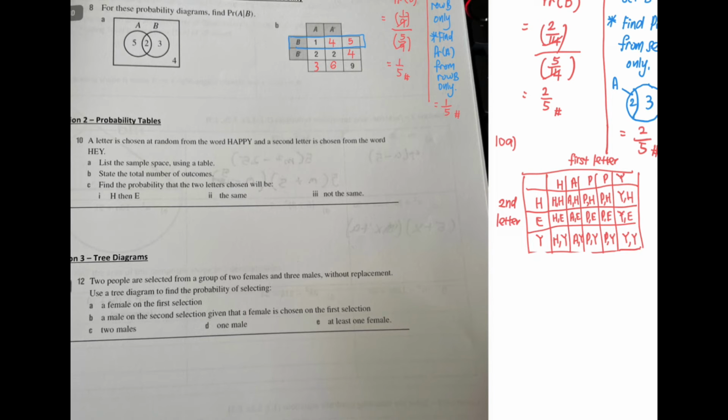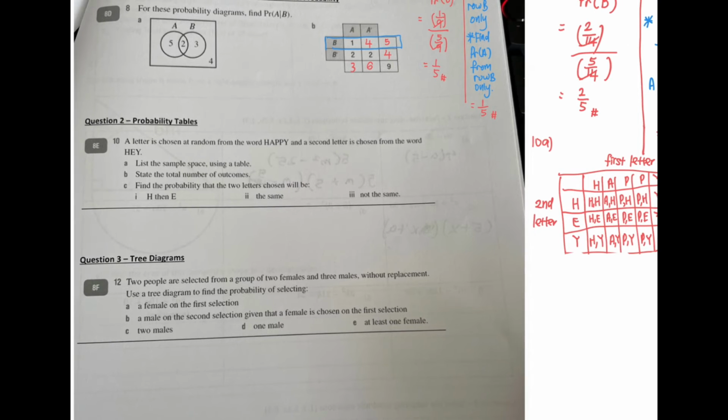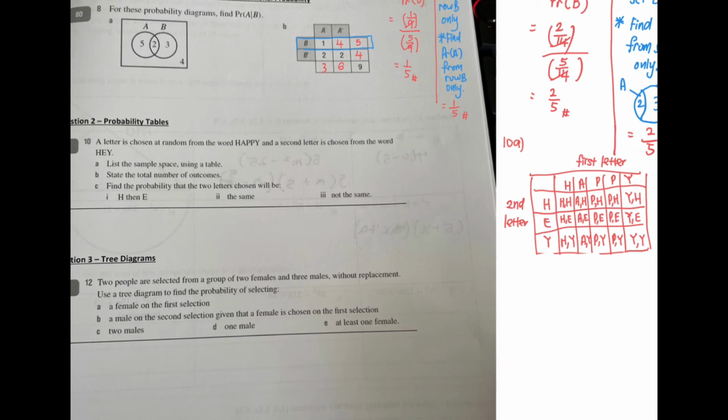This is how we list the sample space. All the sample space is in the table here, this part. So there are 1, 2, 3, 4, 5, 6, 7, 8, 9, 10, 11, 12, 13, 14, 15. There are 15 outcomes. State the total number of outcomes. That is going to be 15.